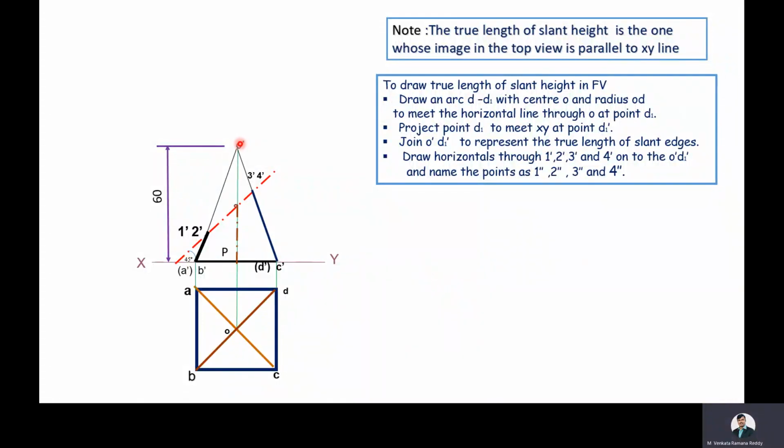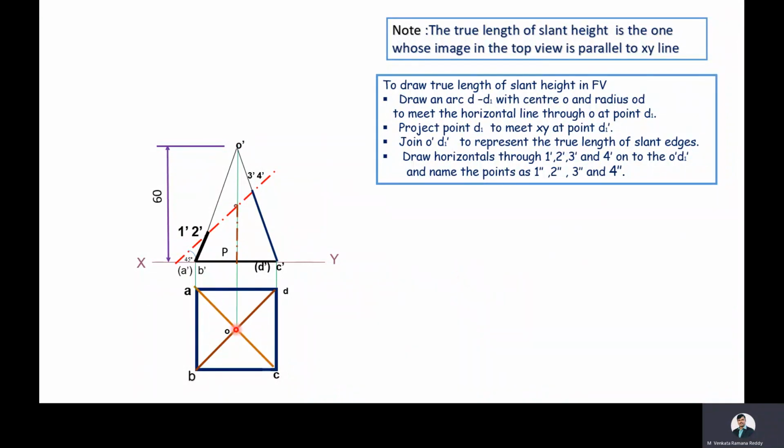Here, the image of the slant height O dash A dash in top view, say OA, is not parallel to the xy line. And O dash B dash slant height image in the top view, say OB, is not parallel to the xy line. O dash C dash image in the top view, say OC, is not parallel to the xy line. O dash D dash slant height image in the top view, say OD, is not parallel to the xy line. That is, the slant heights' images in the top view are not parallel to the xy line. But we need to take the true length of the slant height for developing the lateral surface of a square pyramid. For that, what we need to do?